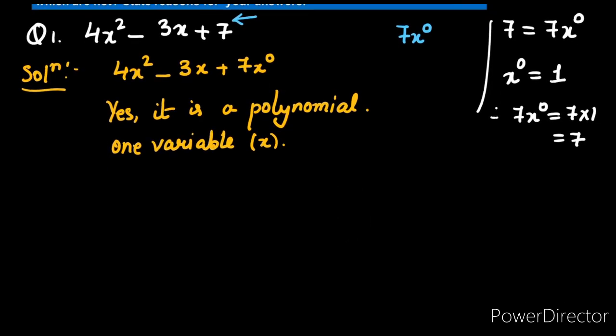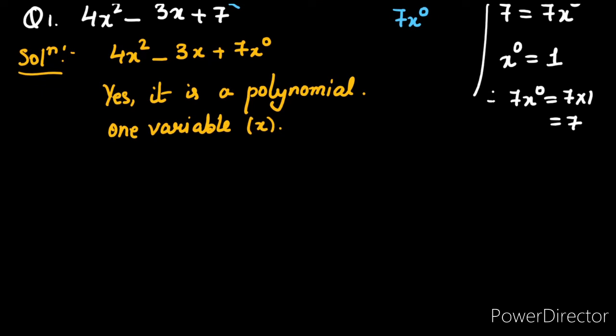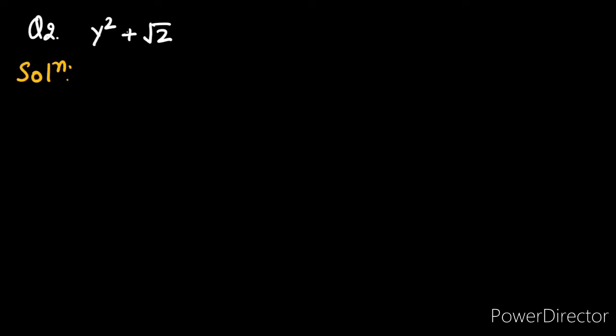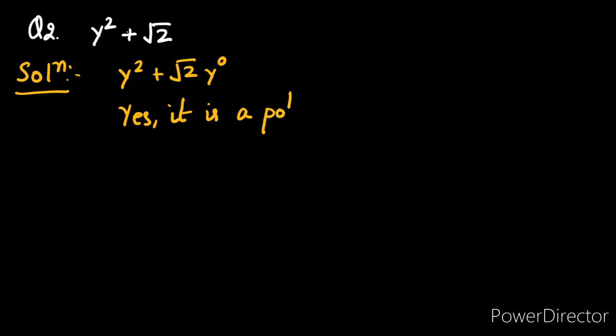Y square plus root 2. No issues on this. Let us solve this equation, polynomial. Y square plus root 2, I can write like this, no problem. Yes, of course it is a polynomial, and the variable used is one variable, and that is y. I hope you have understood the sum. Let us solve question number 3.